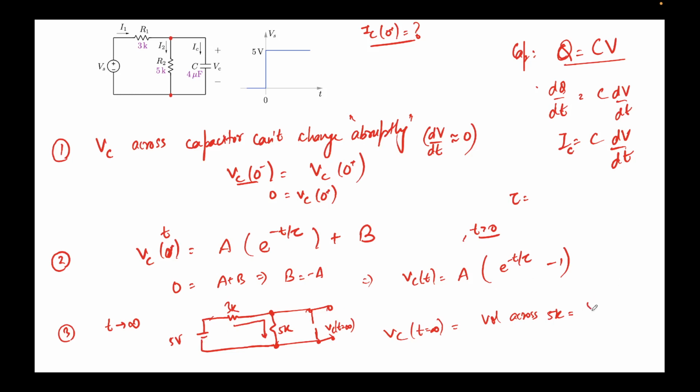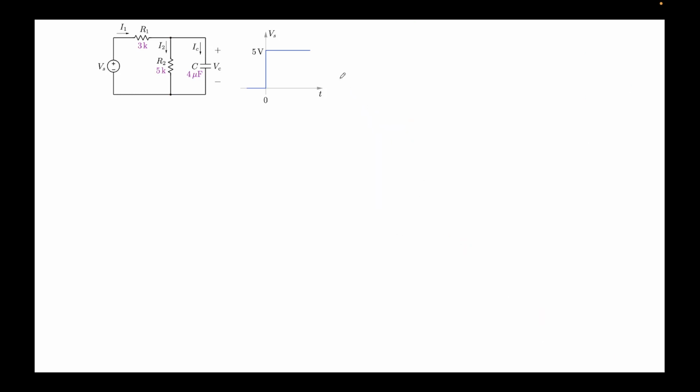So I can say 5 divided by 3 plus 5, that is 5 volts, divided by 3k plus 5k into 5k. So this will be 25 upon 8, 25 upon 8 volts. So VC at t equal to infinity will be this. So I'll take all of these values over to the next slide.